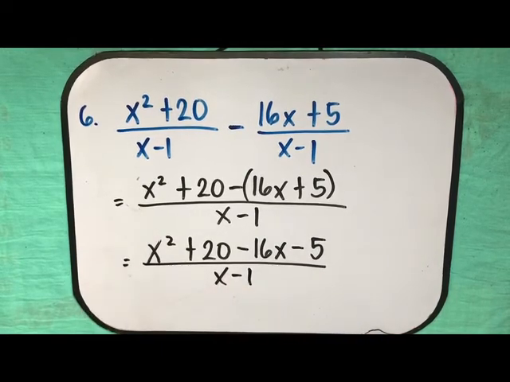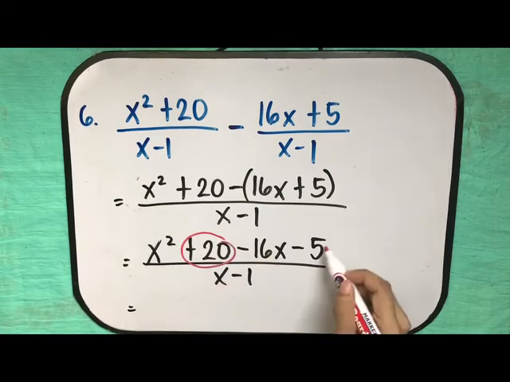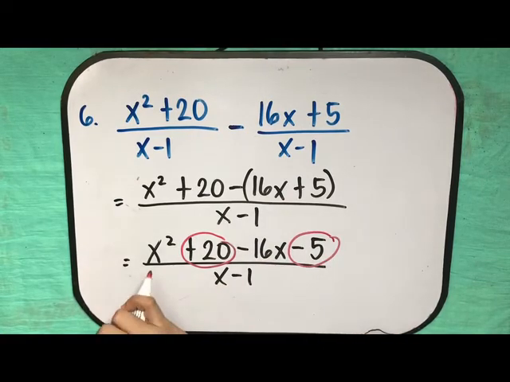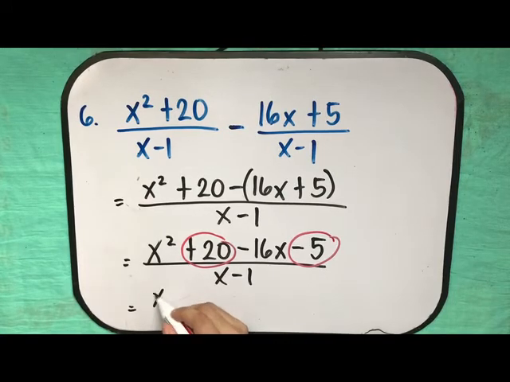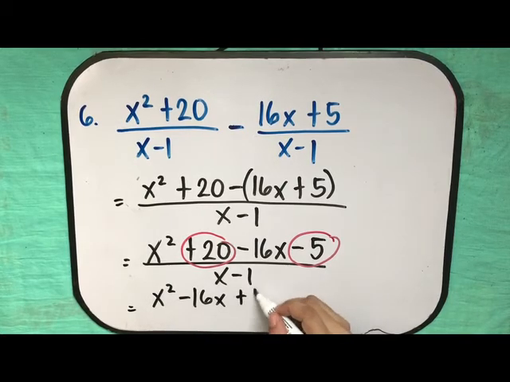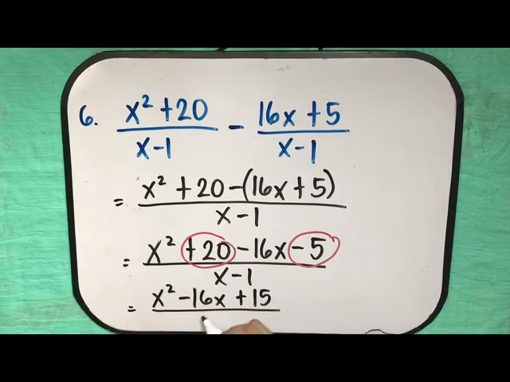Now, you may proceed to addition. Combine like terms. So the like terms are positive 20 and negative 5. x² and 16x are not the same because they have different exponents. So, what we have to combine are just 20 and negative 5. The x², you just have to copy it. Same with the 16x. And then, combine 20 and negative 5. So, 20 minus 5, you'll get positive 15. So, copy the denominator, x - 1.